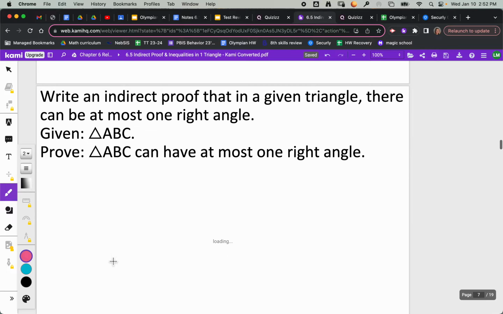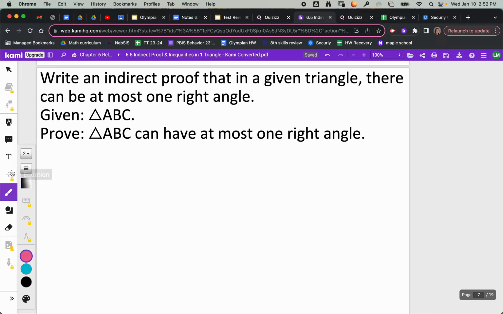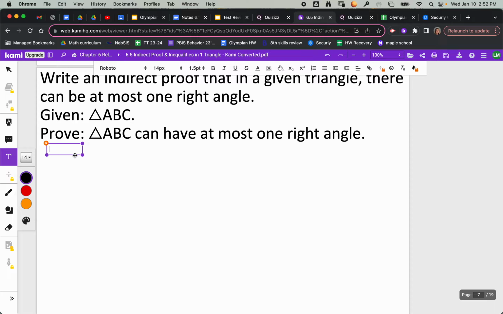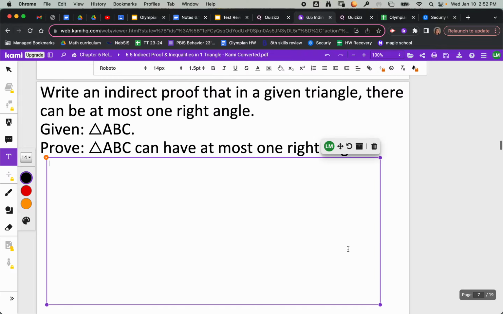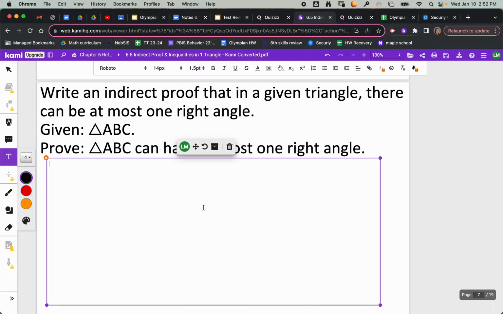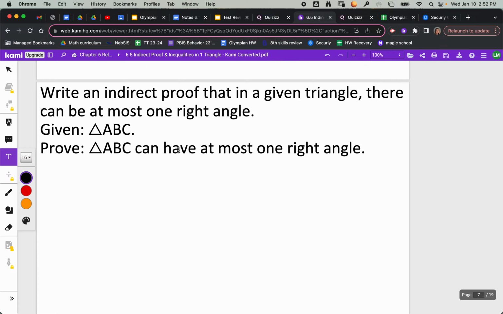So we're going to use that in this first example in your notes. If you can slide down to here, we're going to type this one out because it's going to end up being kind of like a paragraph proof. It says, write an indirect proof that in a given triangle, there can be at most one right angle. So first we're going to try to disprove other things. What would happen if there are more than one right angle? So we are given triangle ABC, and we want to prove that ABC can have at most one right angle.